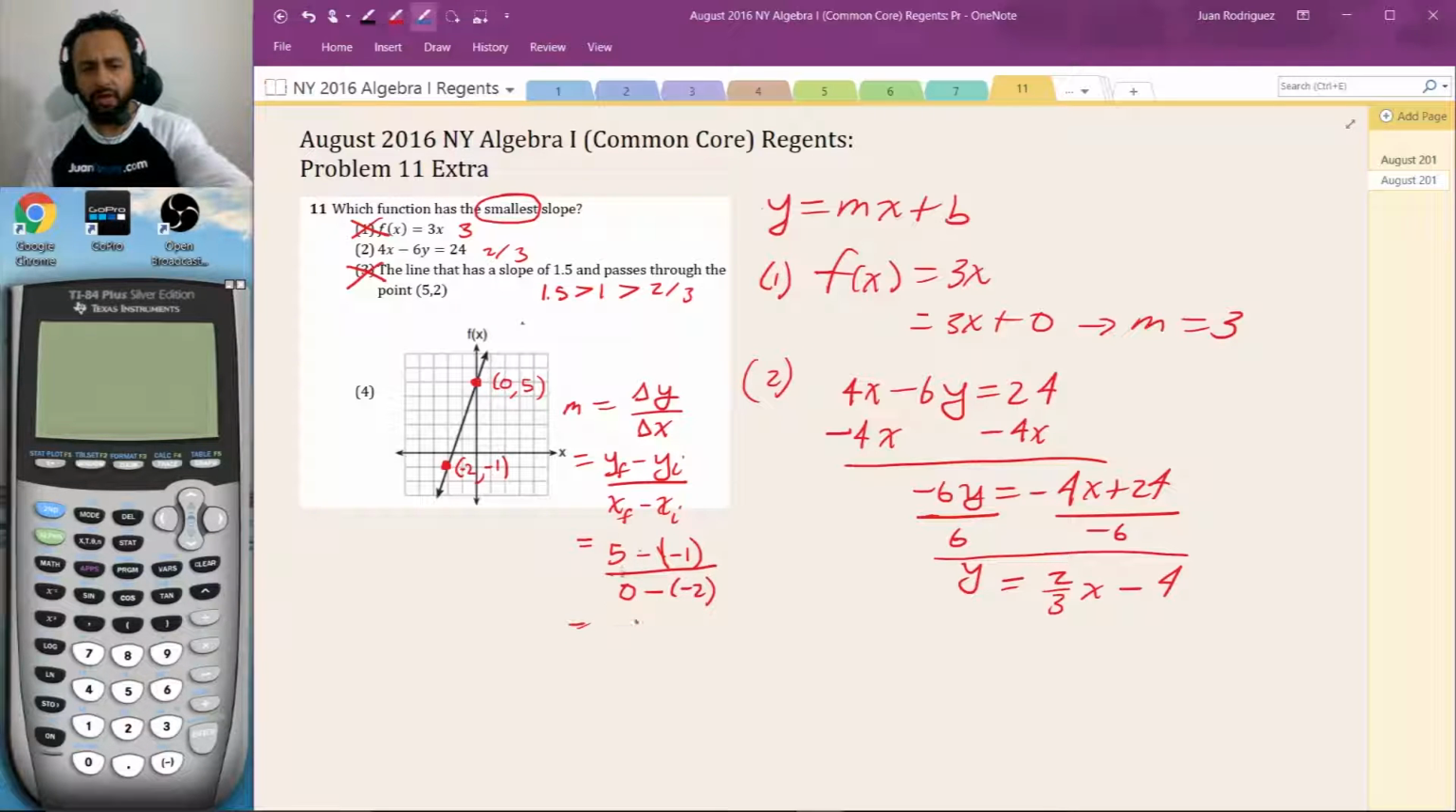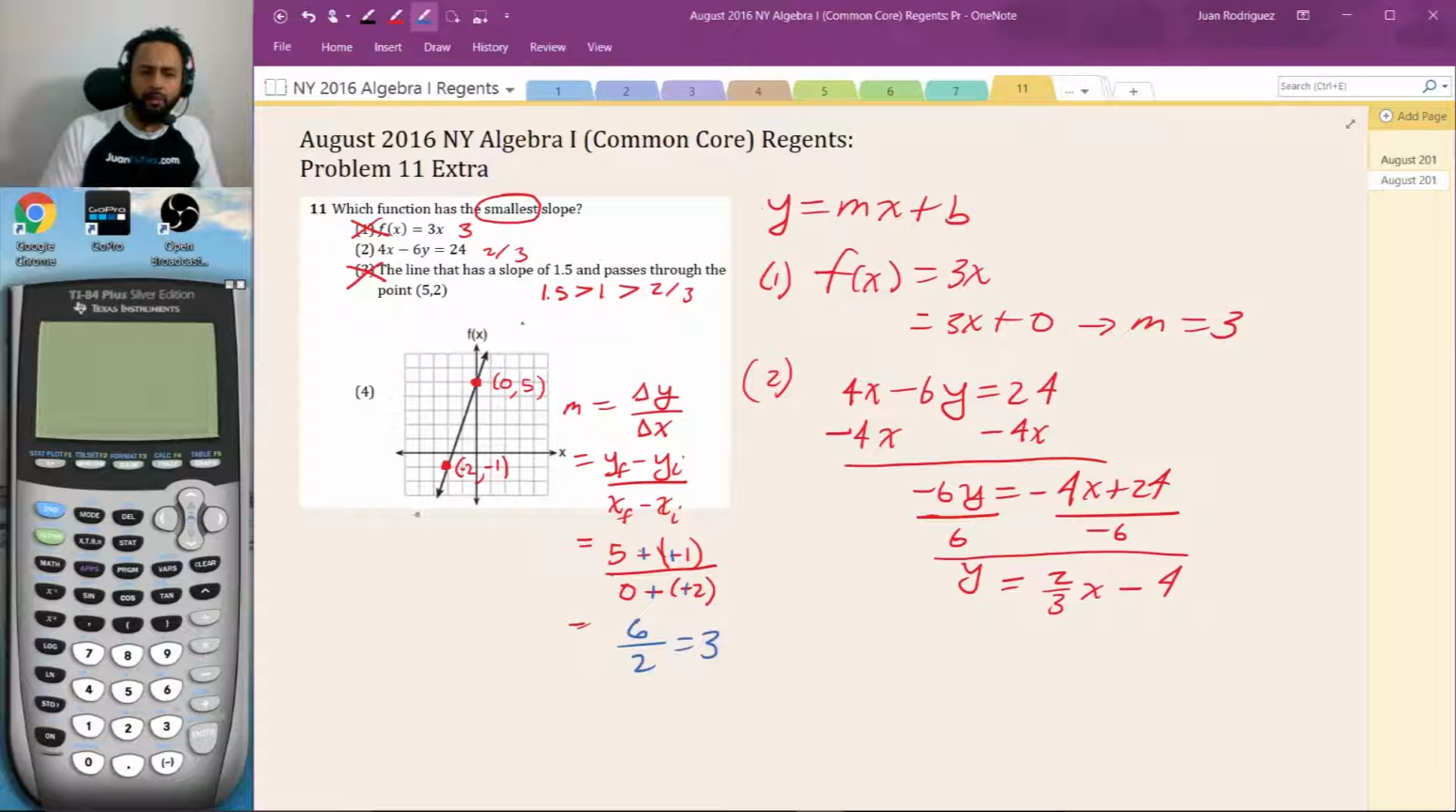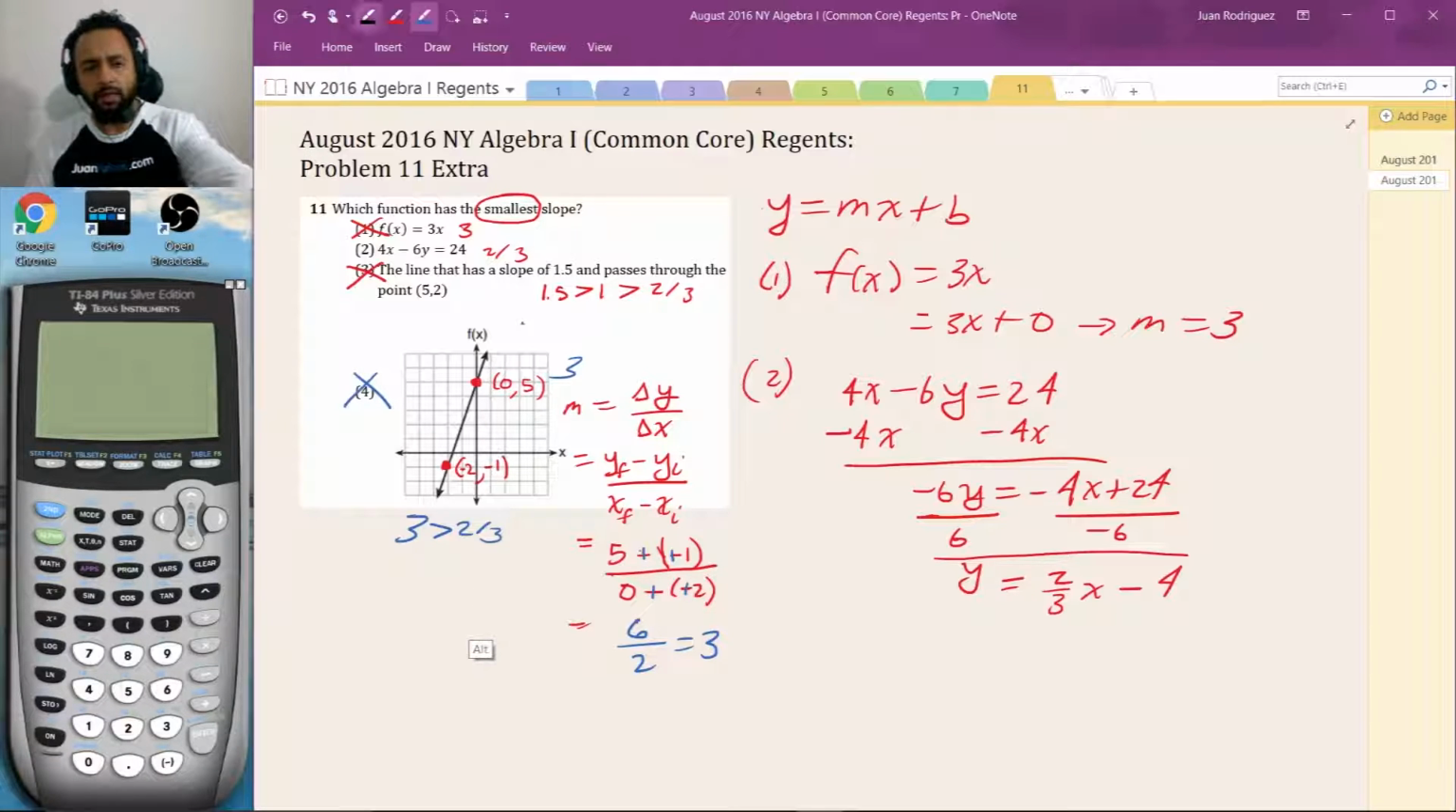So 5 minus negative 1 is keep change, you might have heard of that. Plus 1, so 5 plus 1 is 6. And the same thing here, keep change. 0 plus 2 is 2. 6 over 2 equals 3. 3 again is greater than 2/3. So this slope is 3, which is bigger than 2/3. So that's not the answer. So the answer is choice 2.